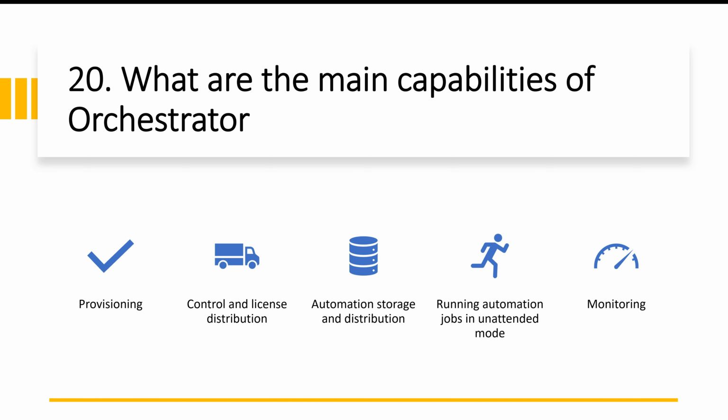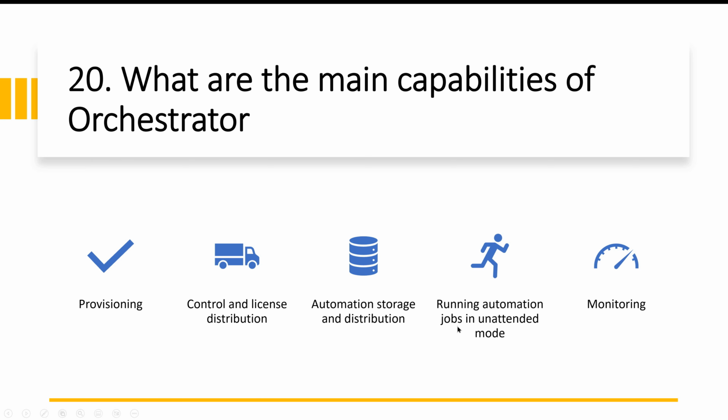So let us see what are the capabilities of Orchestrator. First, provisioning. Next, control and license distribution. Automation, storage and distribution. Running automation jobs in unattended mode and monitoring. Provisioning, right? Provisioning in the sense of robot provisioning, machines, jobs, all these. Next, control and license distribution. It is going to control the existing licenses as well as distribute the licenses. Next, automation, storage and distribution. It is going to store the automations and distribute them between the robots and machines as well.